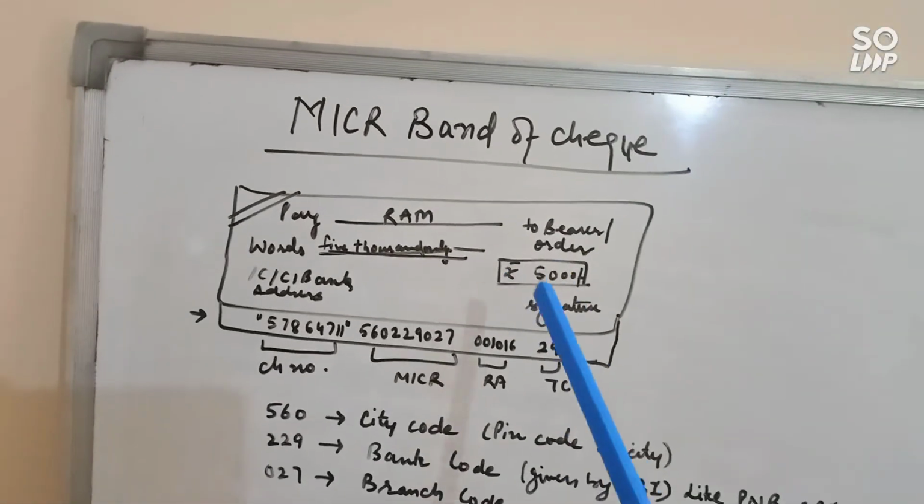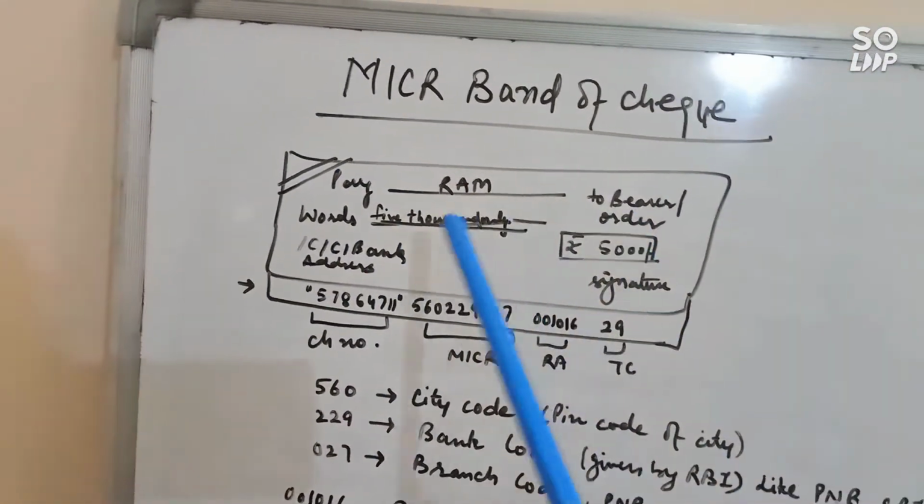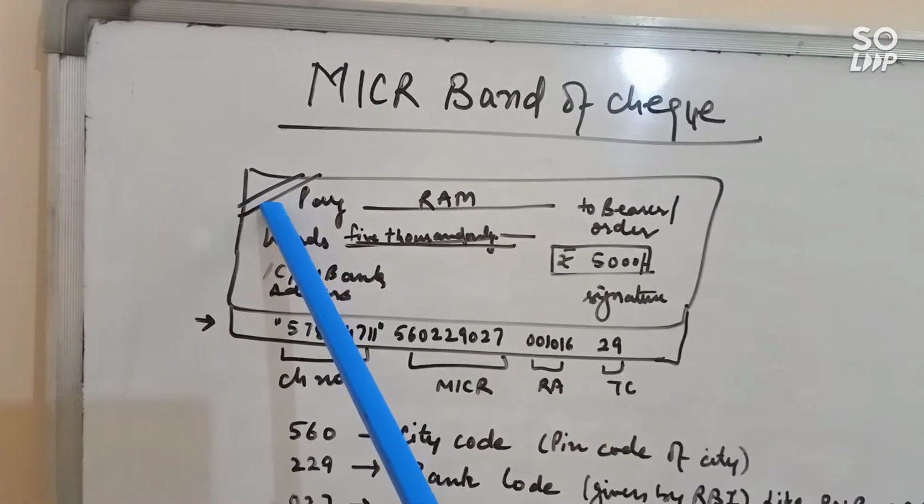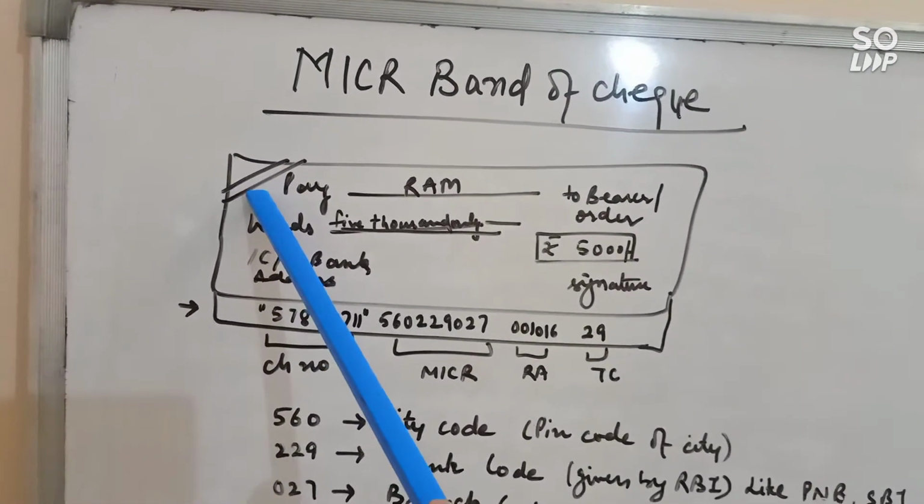Next is the specimen of a check. This is a specimen of a check. Here we have two parallel lines. It is known as a crossed check. If these two parallel lines are there, that is known as a crossed check.